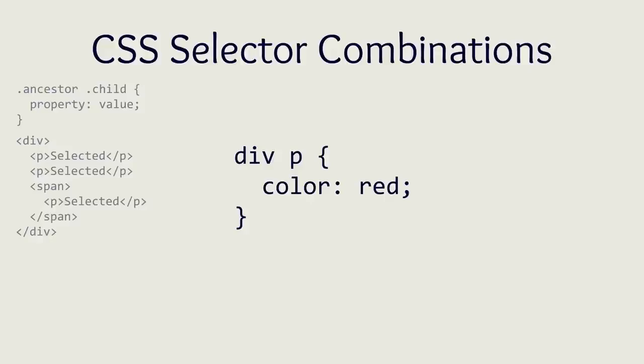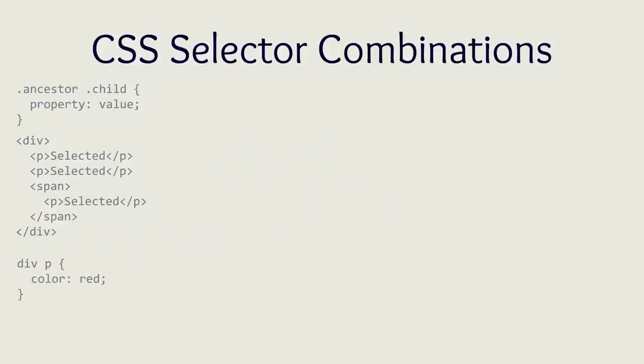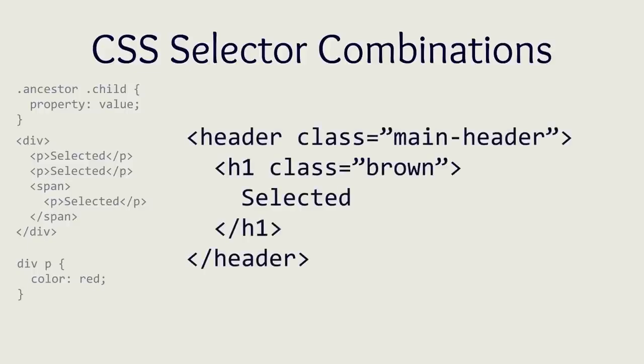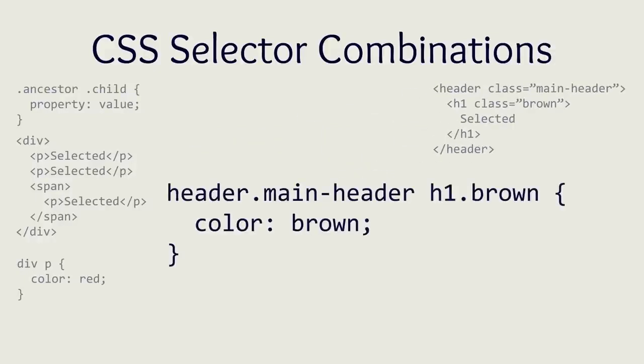This combination of selectors can be combined with the previous combination of selectors to make even more specific selectors. For example, to select all h1 tags with the class of brown that have a header with the class main header as their ancestor, you would do this.